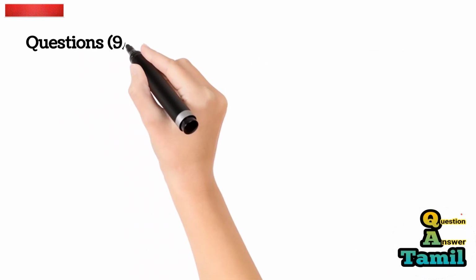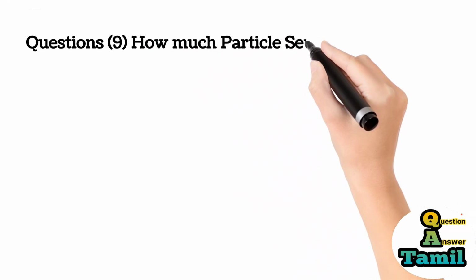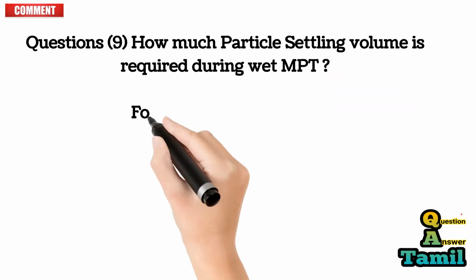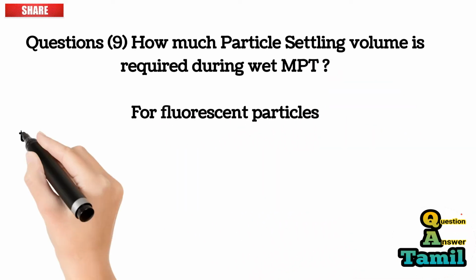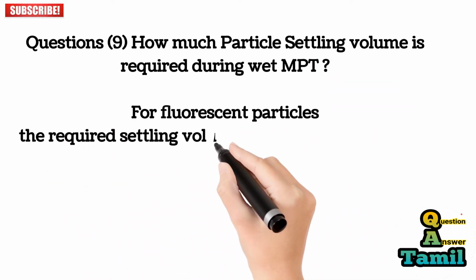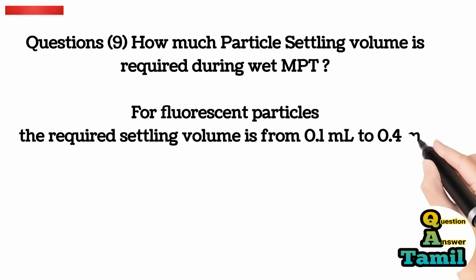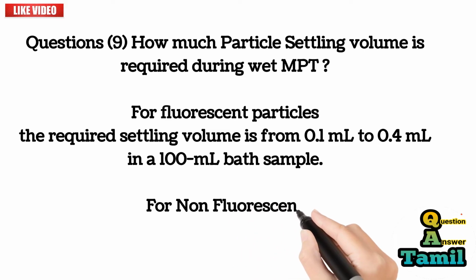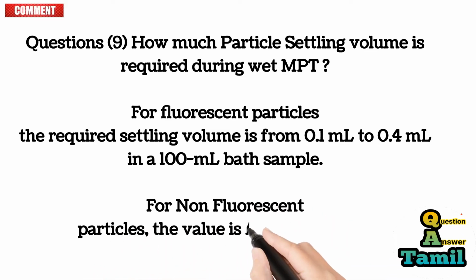Question 9. How much particle settling volume is required during wet MPT? For fluorescent particles the required settling volume is from 0.1 ml to 0.4 ml in a 100 ml bath sample. For non-fluorescent particles, the value is 1.2 ml to 2.4 ml.